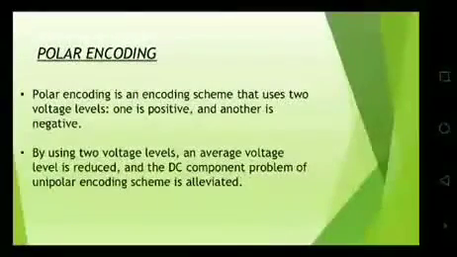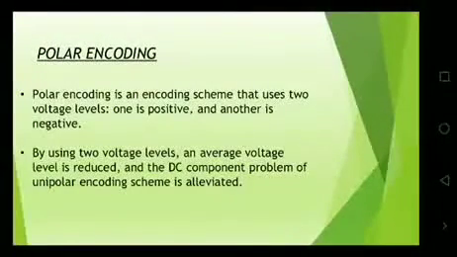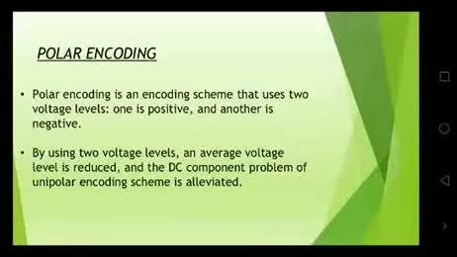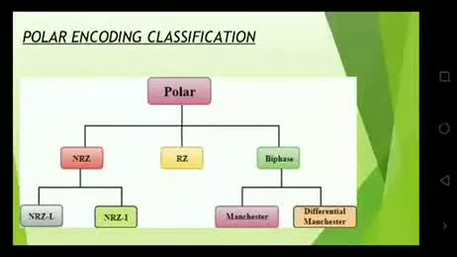Polar encoding is an encoding scheme which uses two voltage levels, one positive and another negative. By using two voltage levels, the average voltage level is reduced, and the DC component problem of the unipolar encoding scheme is also alleviated. Polar encoding is further classified into NRZ, RZ and biphase. NRZ is further classified into NRZ-L and NRZ-I. Biphase is further classified as Manchester and differential Manchester.